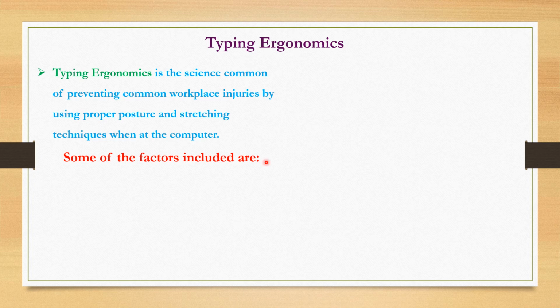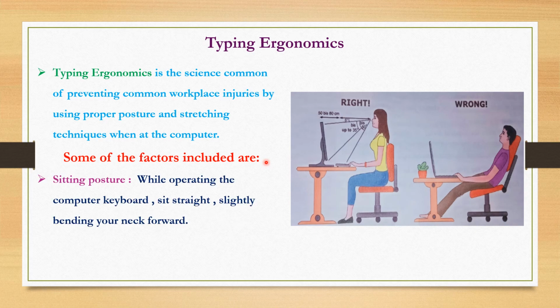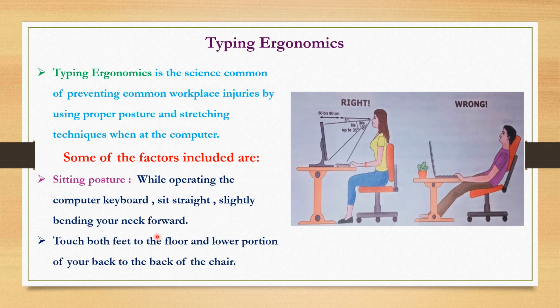First one is sitting posture. While operating the computer keyboard, you should sit straight and slightly bend your neck forward. Touch both feet to the floor and the lower portion of the back to the back of the chair. The points can be explained by picture. This is the way you can sit. Your back should be straight and your feet should touch the floor and your back should touch the back of the chair.